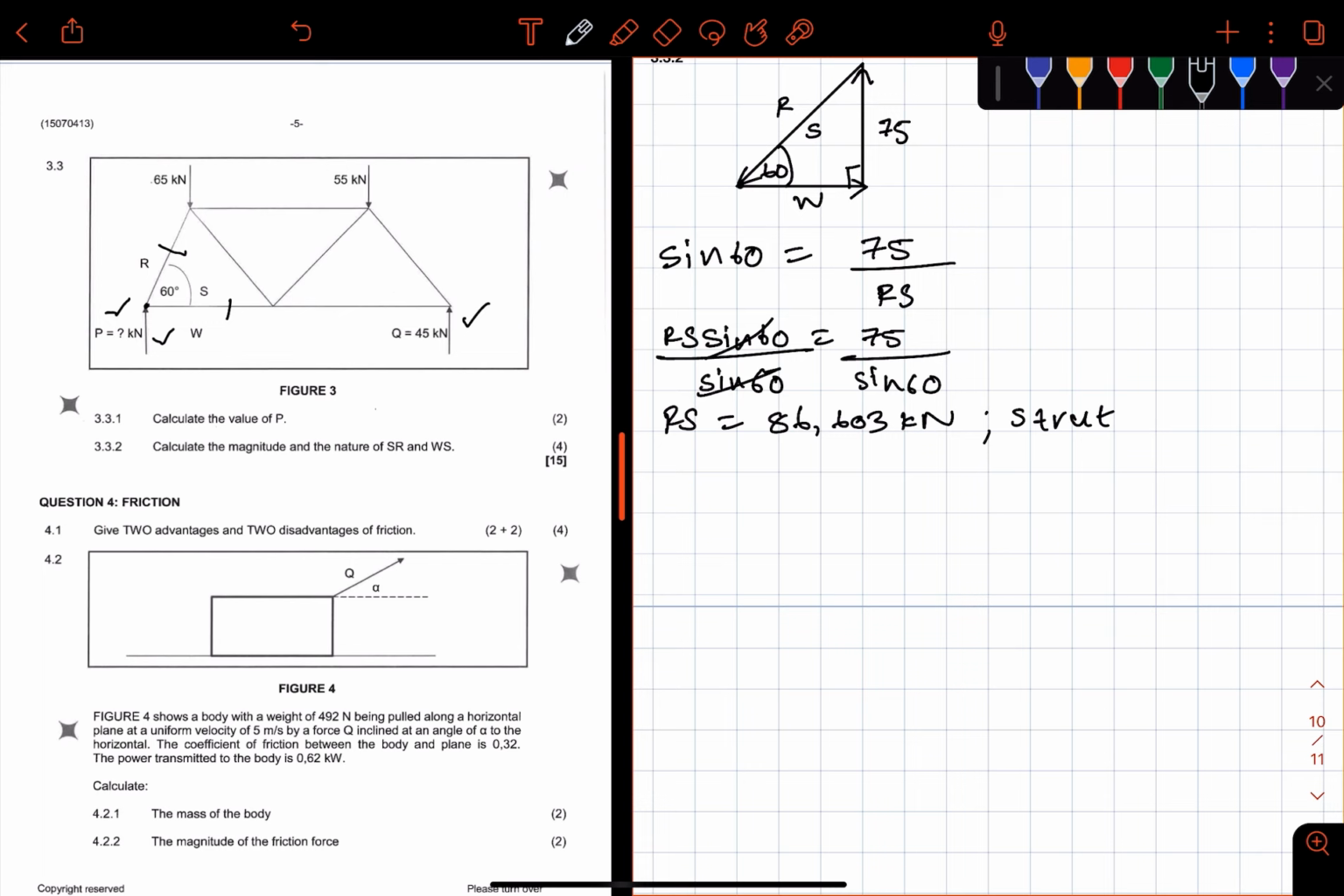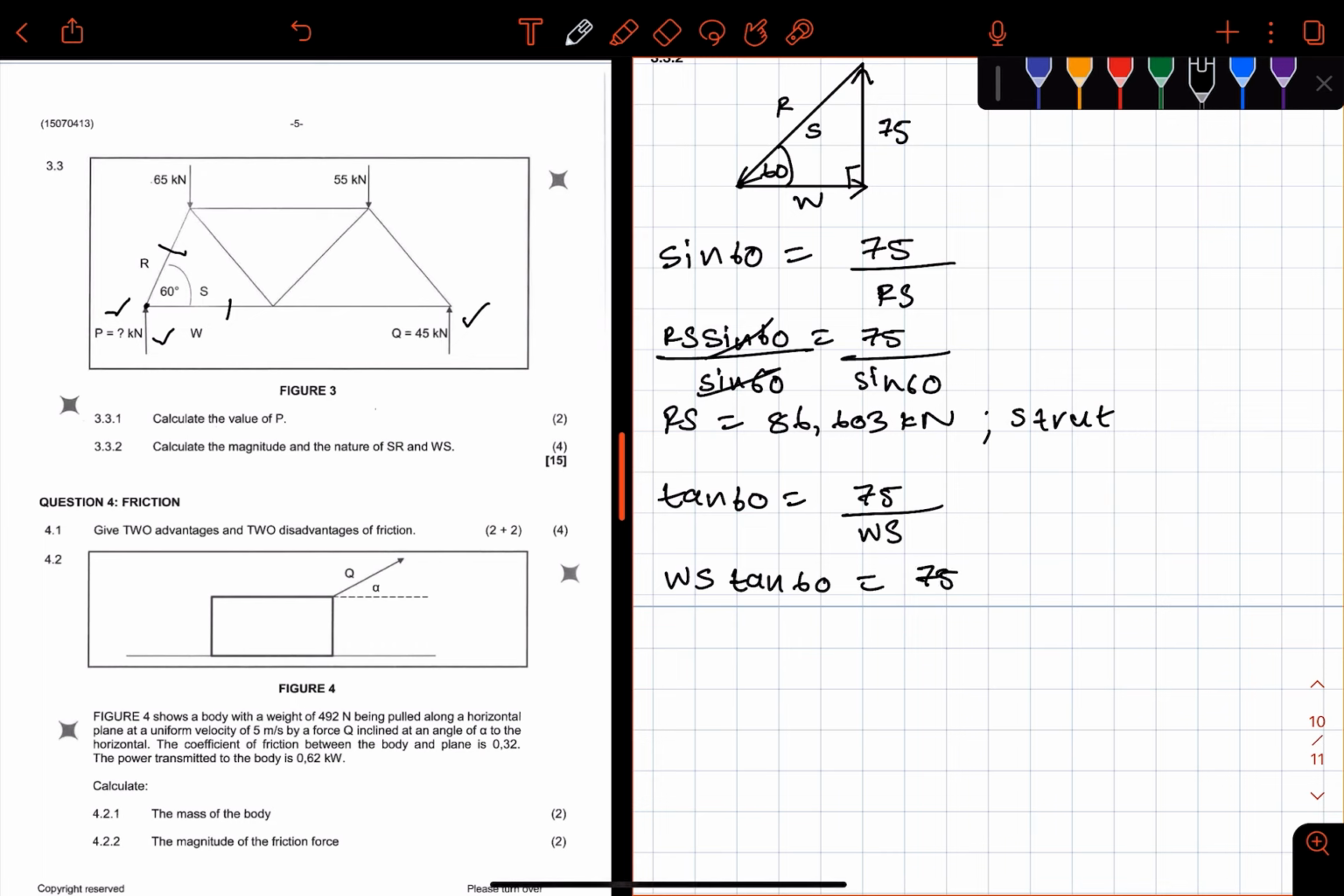Now we look at the magnitude and direction of the member WS. WS is adjacent to the angle 60 degrees, and the side we have, which is opposite the angle, is 75 kilonewtons. So in terms of trig ratios, because we're using sides that are opposite and adjacent to the angle, we are going to use tan. Tan theta is equal to the side opposite over the side adjacent. The side opposite the angle is 75 kilonewtons, and the side adjacent is the side we're looking for, WS.